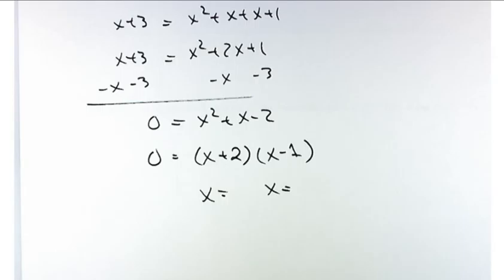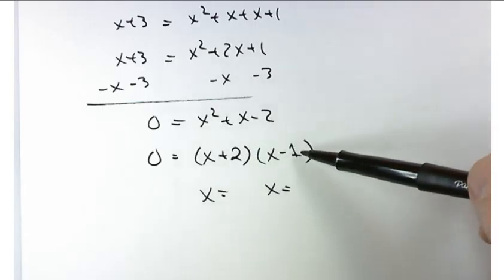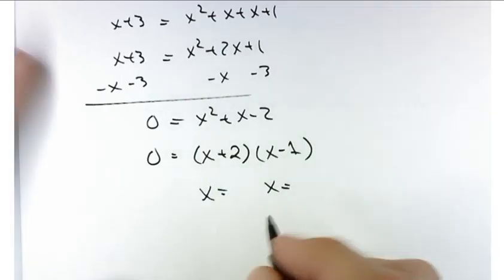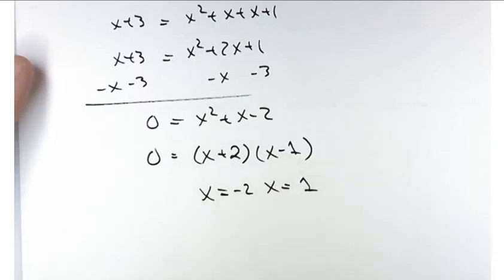Question? All right, so I've got x plus 2 times x minus 1 equals 0. What are my 2 solutions here? -2 and 1 respectively.